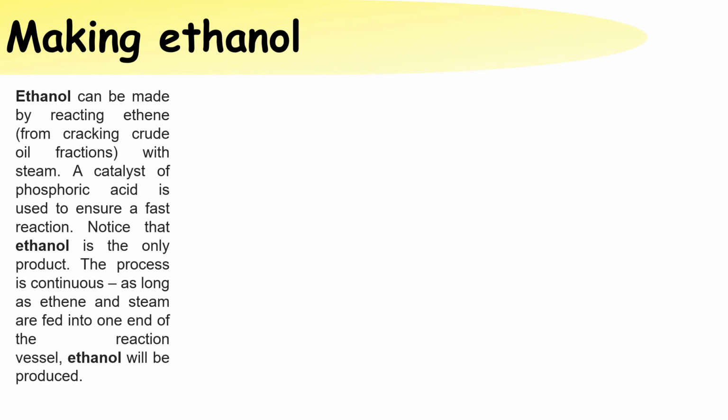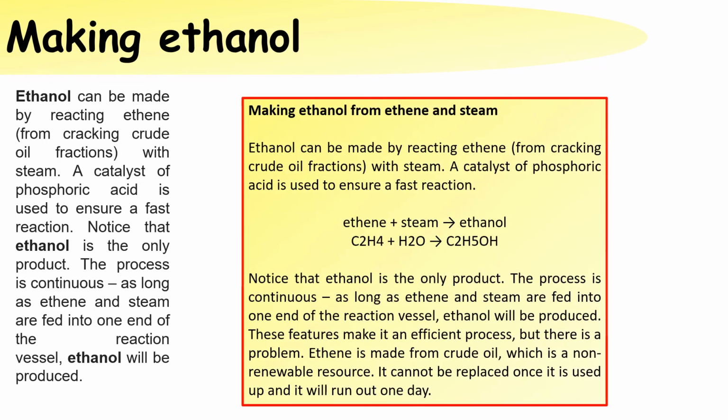Ethanol can be made by reacting ethene with steam. A catalyst of phosphoric acid is added to ensure a fast reaction. This process continues as long as ethene and steam are fed into a reactor. The general equation for this is ethene plus steam goes to form ethanol. The ethanol formed in this way is very, very pure.